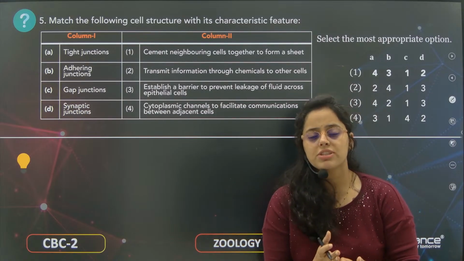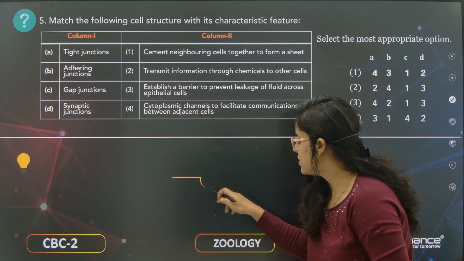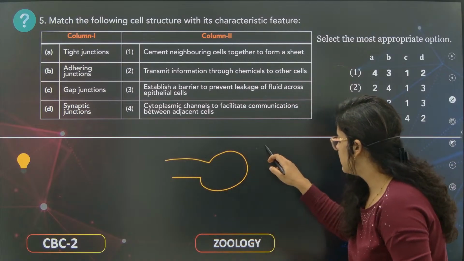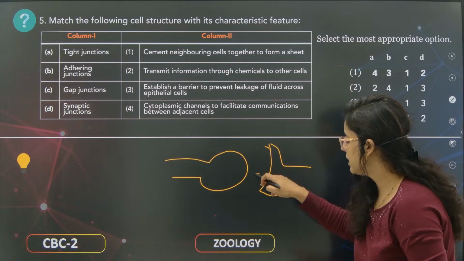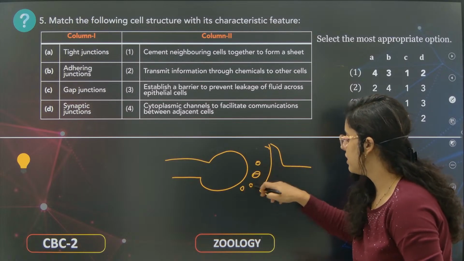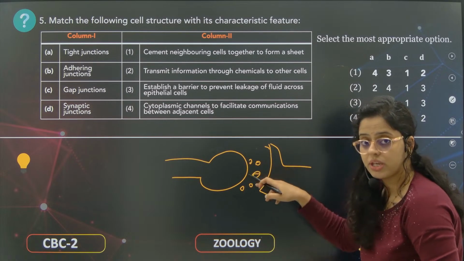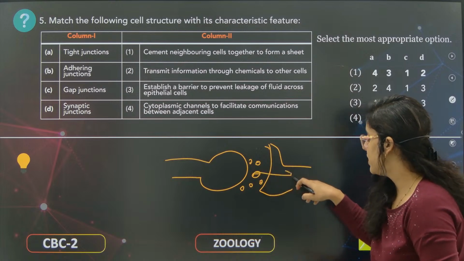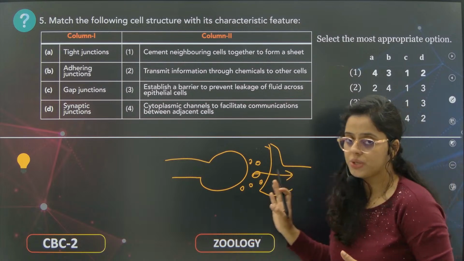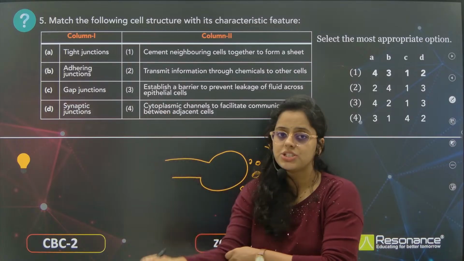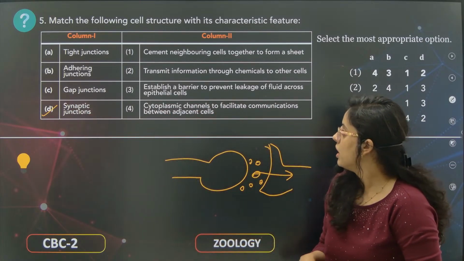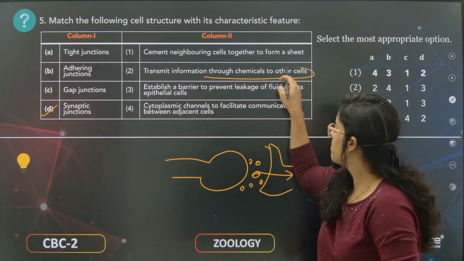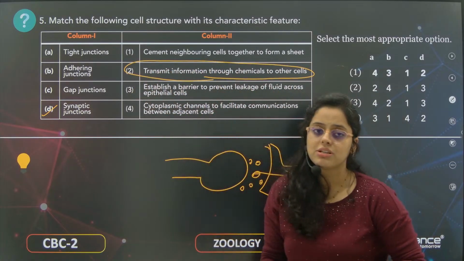And what is the role of the synaptic junction? The synaptic junction has a space, and it releases certain chemicals into the space between them. These chemicals go to the dendrite and the impulse continues. So that is the role of the synaptic junction. So let us go with this: synaptic junction transmits information through chemicals to other cells is going to be the correct answer.